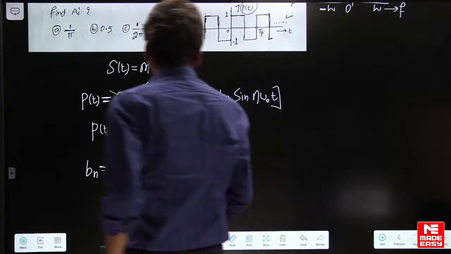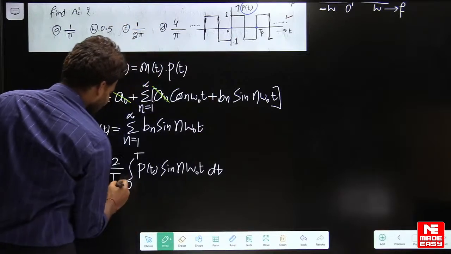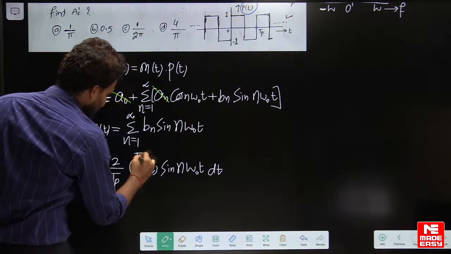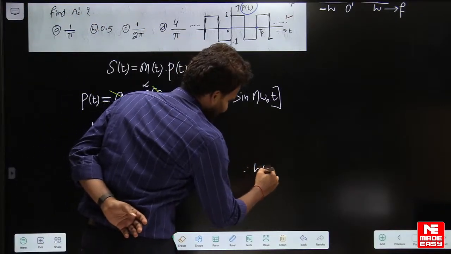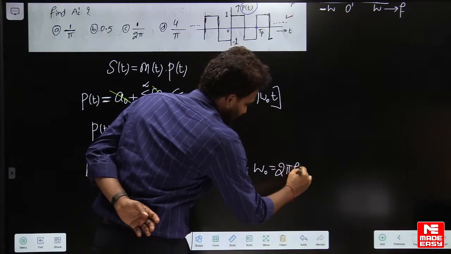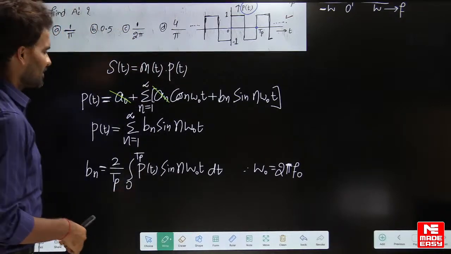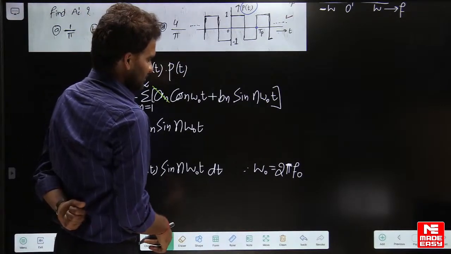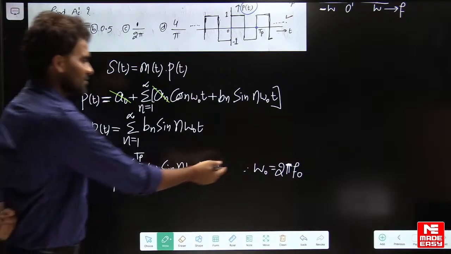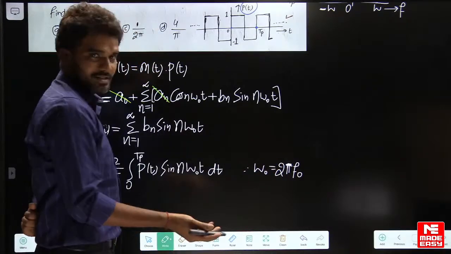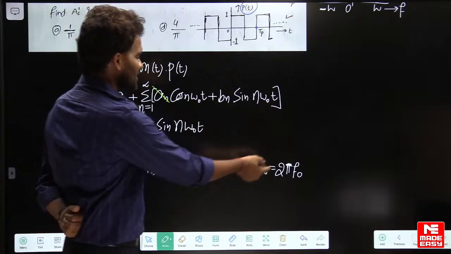Okay, so T here is the period. So what is the period here? Tp only, no? So in place of T you can substitute Tp here. And this omega naught, omega naught is equal to 2 pi f naught. And f naught, of course, is 1 by Tp. f naught is the fundamental frequency, that is f naught equals 1 by Tp.